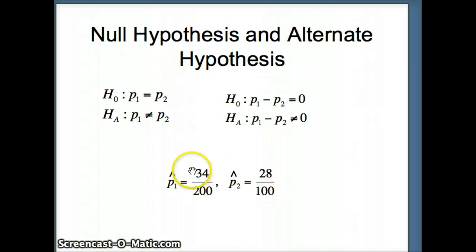Okay, here's one more example. This time it'll be a two-tailed test. H0: P1 equals P2. Subtracting the P2, we get P1 minus P2 is 0. Versus HA: P1 does not equal P2, or P1 minus P2 does not equal 0. And this time we have 34 out of 200 in our first sample and 28 out of 100 in our second sample. And the question we ask is, do these samples come from populations with differing overall proportions?